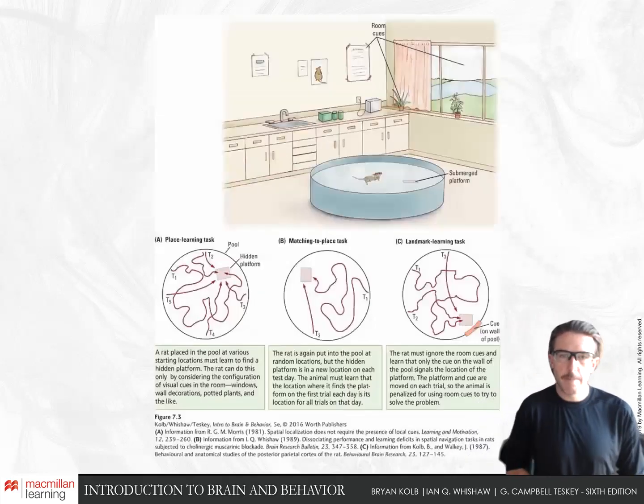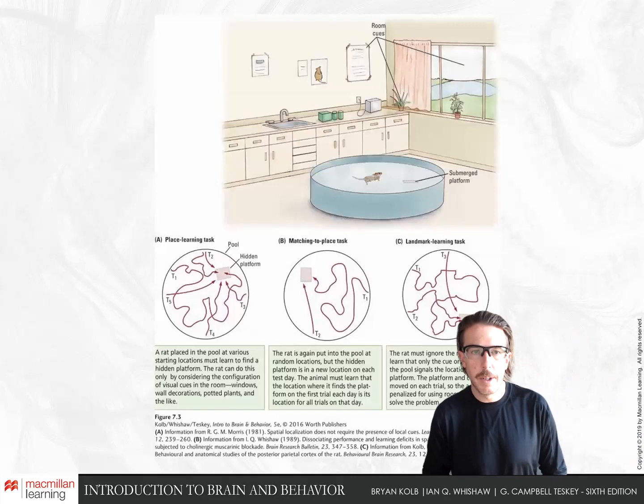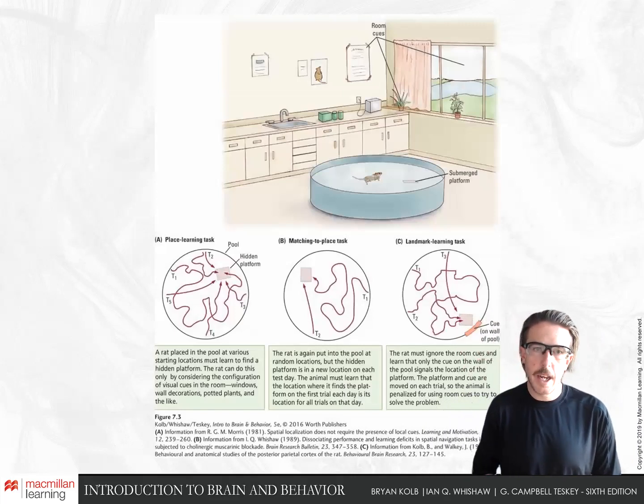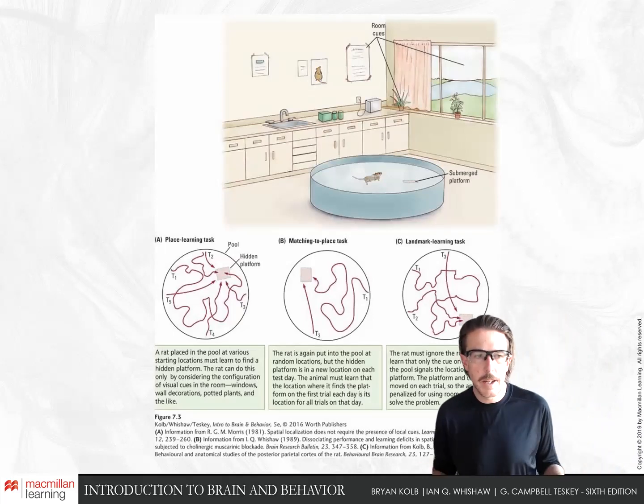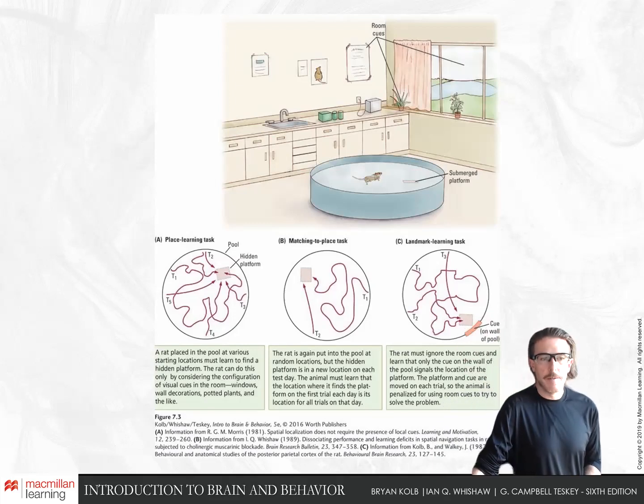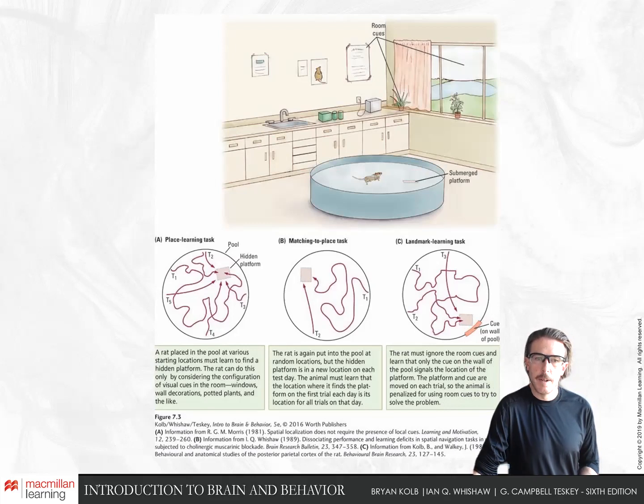So here's an example of a little rat swimming in this milky water. The rat's motivated to get out of the water and find the platform. The rat uses room cues around the room to identify the platform and repeatedly swim there, such that on the fourth and fifth trial, it gets faster and faster to find the platform.